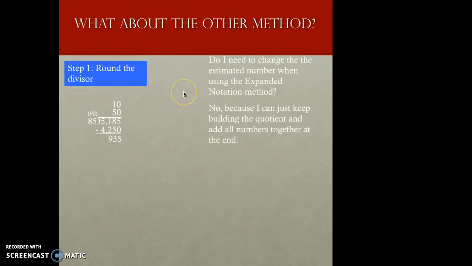10 times 85 is 850, so I can subtract, and I've got 85, and I know that I'm going to have just one of those left. So the nice thing about the expanded notation method is you can just keep adding numbers on here, and you still get the answer at the end of 61. Now we could have started with 60 here. We could have increased, but like I said, in this method, you don't have to.